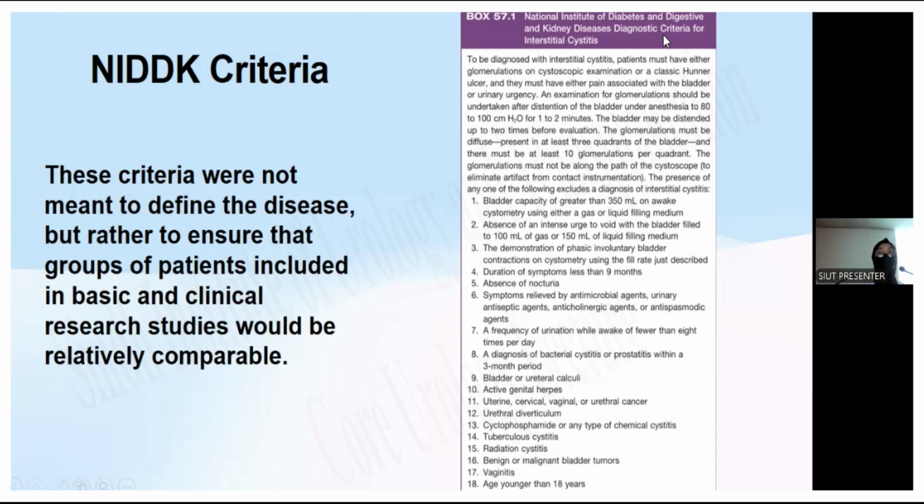The patients must have glomerulations on cystoscopic examination or classic Hunner lesions, and they must have either pain associated with the bladder or urinary urgency. The bladder is distended before the examination for glomerulations and Hunner lesions. The glomerulations may be diffuse. They may be present in at least 3 quadrants of the bladder, or there may be at least 10 glomerulations per quadrant. The important thing to know is what excludes a diagnosis of bladder pain syndrome.